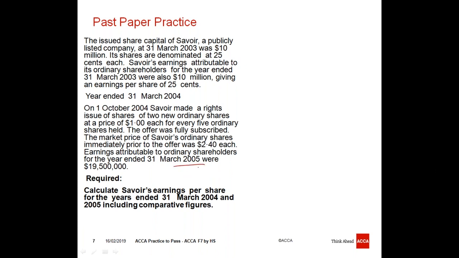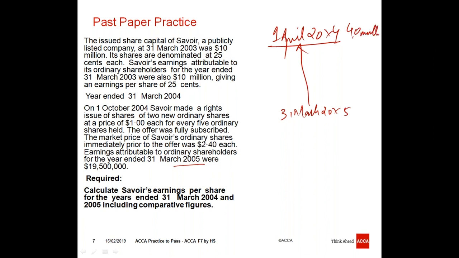The year end of the company is 31st March 2005. So the start will be 1st April 2004. And assuming at the start of the year we have 40 million shares. On 1st October 2004, Savior made a rights issue. So first of all, you have to calculate the date after which the company has issued the rights: April, May, June, July, August, September. So actually after 6 months, the company has issued the rights on 1st October.